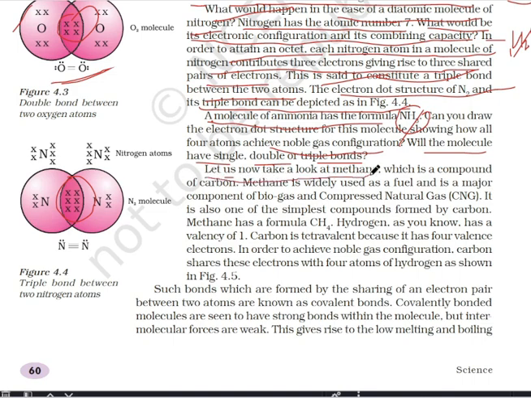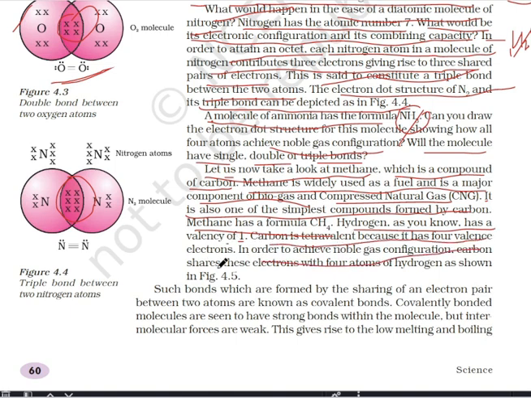Let us now take a look at methane, which is a compound of carbon. Methane is widely used as a fuel and it is a major component of biogas and compressed natural gas. It is also one of the simplest compounds formed by carbon. Methane has the formula CH4. Hydrogen, as you know, has a valency of 1. Carbon is tetravalent because it has 4 valence electrons. In order to achieve noble gas configuration, carbon shares these electrons with 4 atoms of hydrogen as shown.